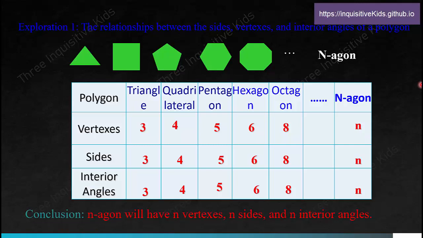Do you agree with this? Because this n right here is a variable. We have made a pattern out of these regular polygons. We knew that the number of vertices, sides, and interior angles were all the same. So, there it is. That's the pattern.